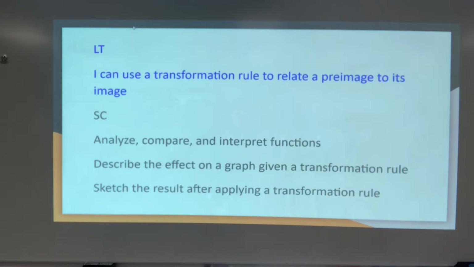Success criteria: you will be successful at the end of the class when you can analyze, compare, and interpret functions. Definitely describe the effect on a graph given a transformation rule. We're going to be talking about that one a lot. And also getting a rough sketch of the result after applying a transformation rule. Pause if you need to.